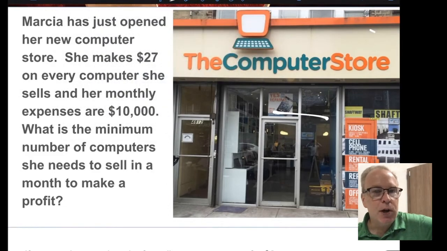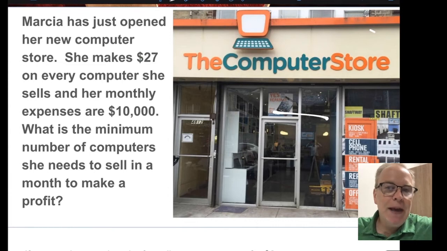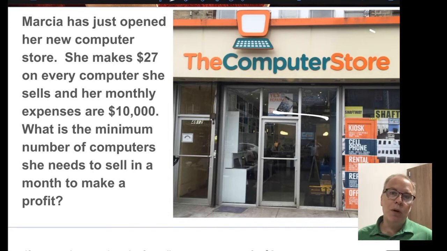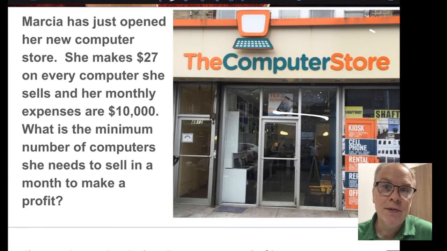So let's read this. Marcia has just opened up her new computer store. She's very excited. She makes $27 profit, which isn't a lot, on every computer that she sells, and her monthly expenses are $10,000. That's a lot. So she's got to sell a lot of computers. So we're going to figure out how many computers she needs to sell so that she doesn't go under and have to close, right? That's a pretty important problem if you're a business owner. So go ahead and pause the video, see if you can figure this out, and I'll go over the answer here in 1 second.